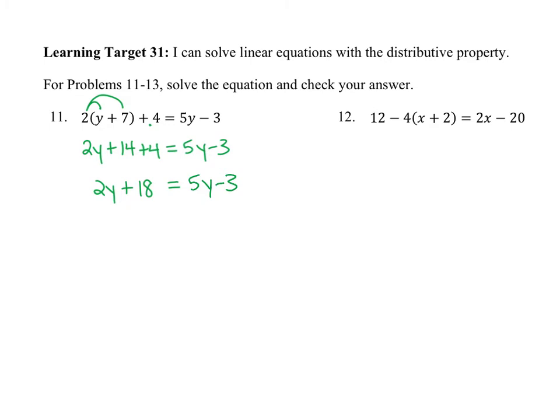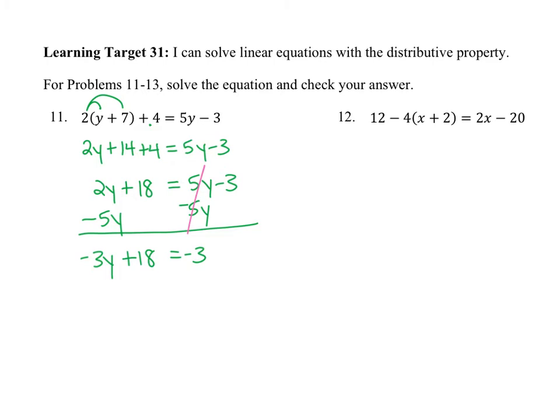I'm going to subtract 2y from both sides. Actually, I'm going to do this one differently. I'm going to subtract 5y from both sides, even though I know it's going to make my variables negative, but that's okay. But the 5y minus 5y will zero out on the right side, leaving us with only negative 3 on that right side. On the left side, combine like terms, so 2y minus 5y is a negative 3y, and I still have plus 18 on the left side.